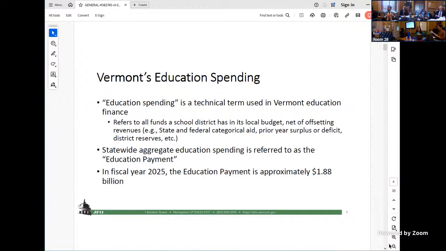And so we are using this as a baseline for comparing the education opportunity payment, the foundation formula amounts against FY25 education spending. And this follows the analysis that has been presented by the administration of comparing foundation amounts against ed spending. We refer to the aggregate statewide ed spending as the education payment. And level setting, it was about 1.9 billion in fiscal year 2025. So you know that that's less than the total uses of the ed fund, but that's what we're using.